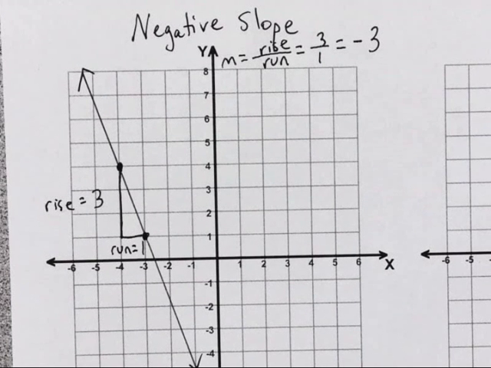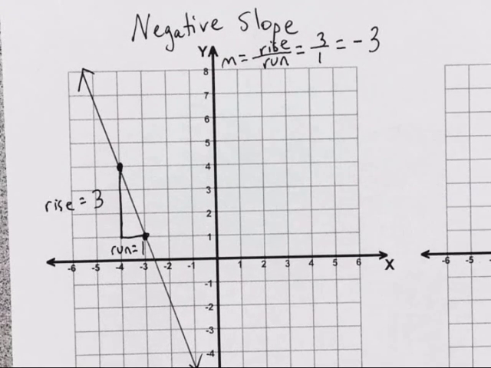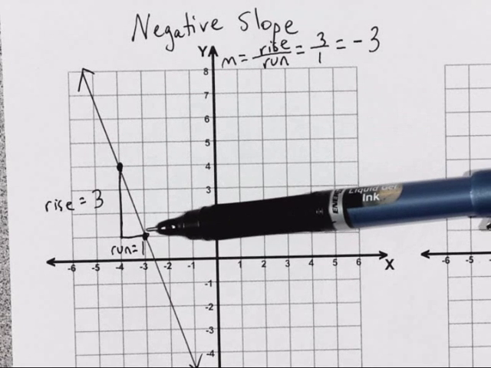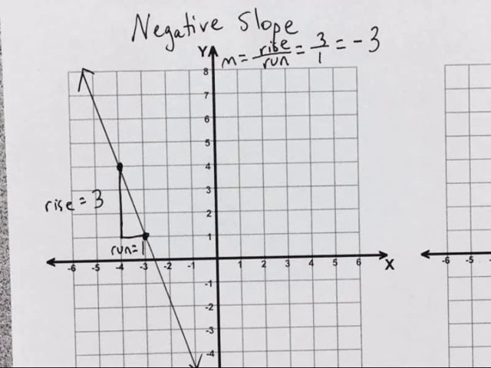So the sign of the slope tells us in which direction the line is moving. The number tells us essentially how the points are changing from one point to the next. So if I'm at this point, if I rise 3 and go left 1, I am on another point on the line.